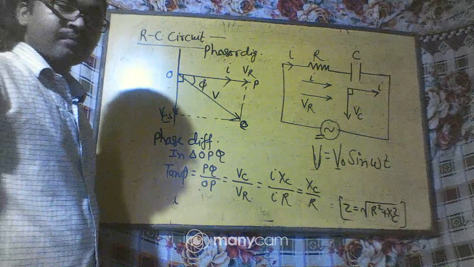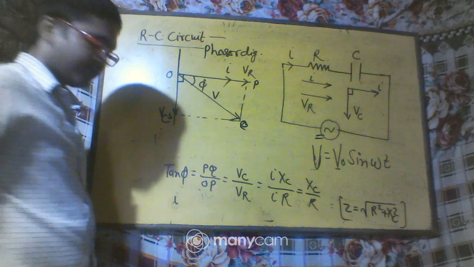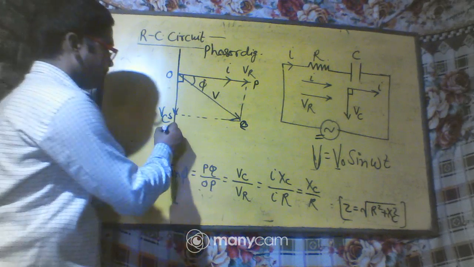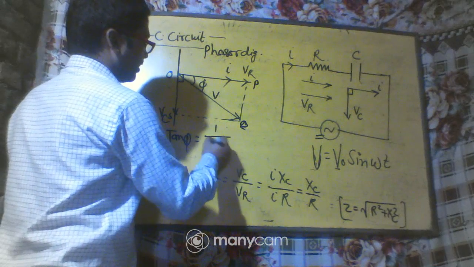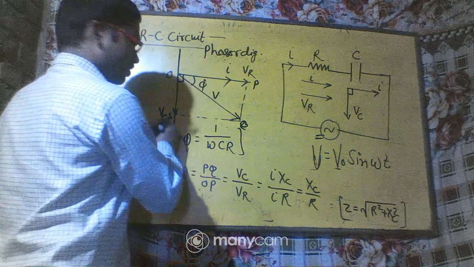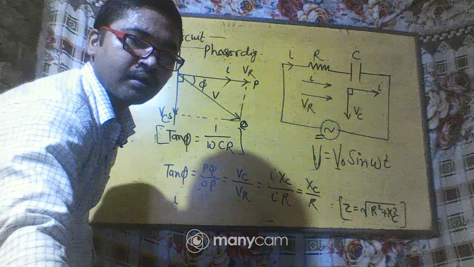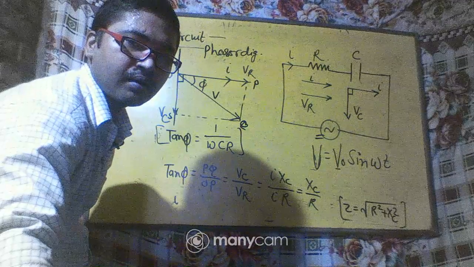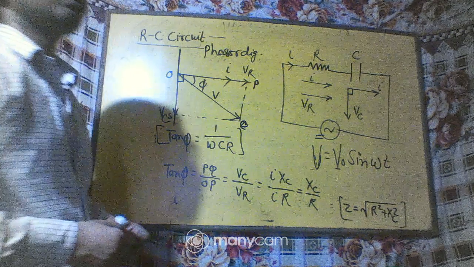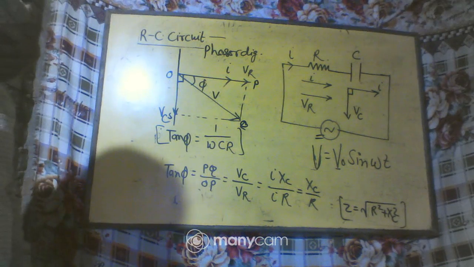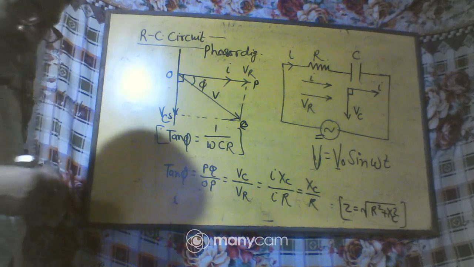So tan phi can be written as 1 upon omega CR. So you can use this formula also to find out the net voltage of this circuit. Okay, so try to note it down in your copy.